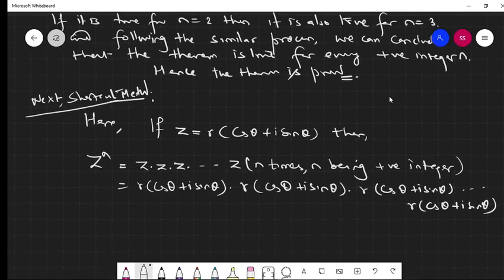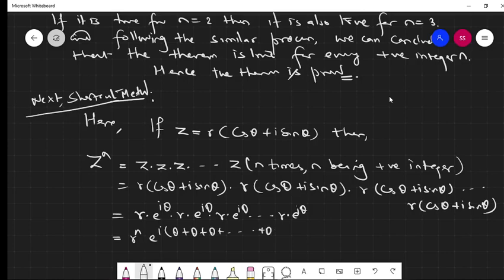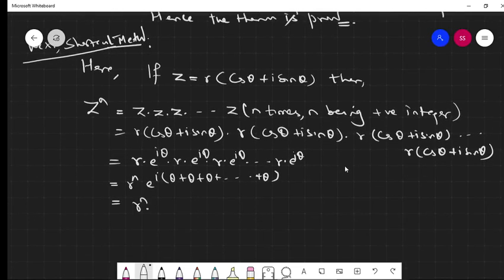We can write this using Euler's form, that is r times e^(i theta) times r times e^(i theta), and so on, n times, with n r's. So we get r to the power n and e to the power i(theta plus theta plus theta plus ... plus theta). Then we can write r to the power n into e to the power i n theta, which can be expressed as r to the power n times (cos n theta plus i sin n theta).